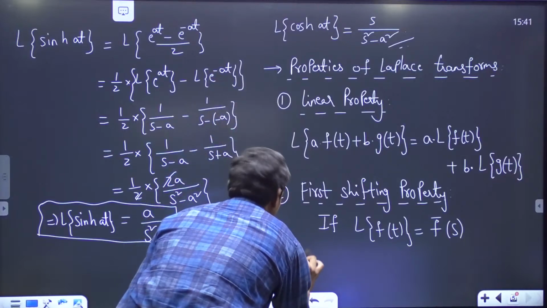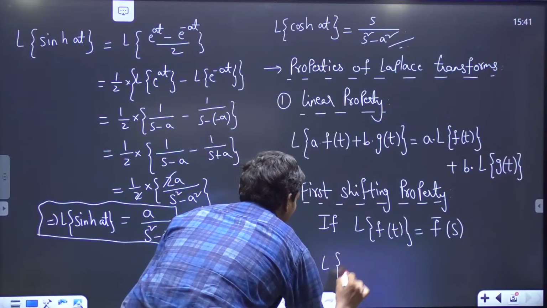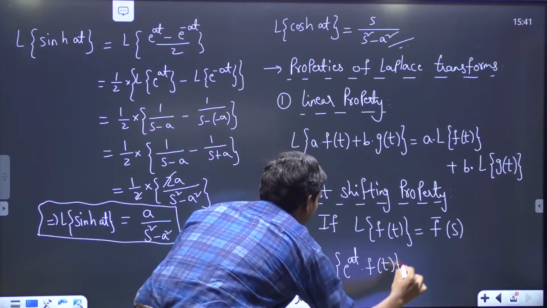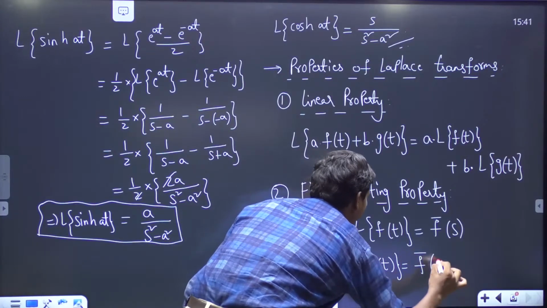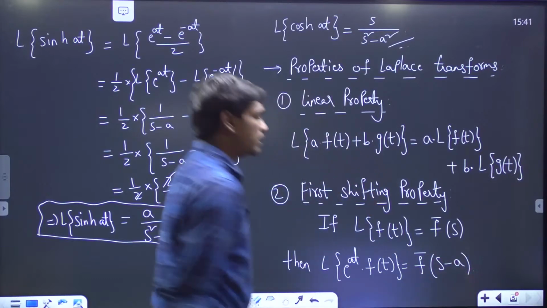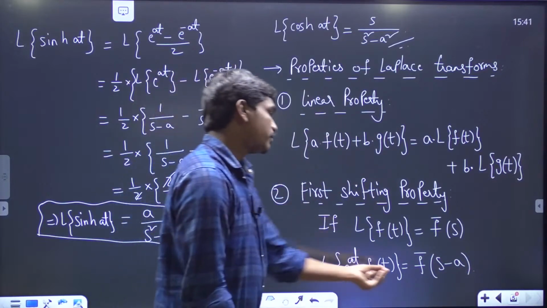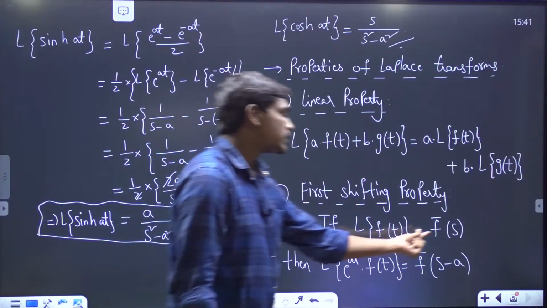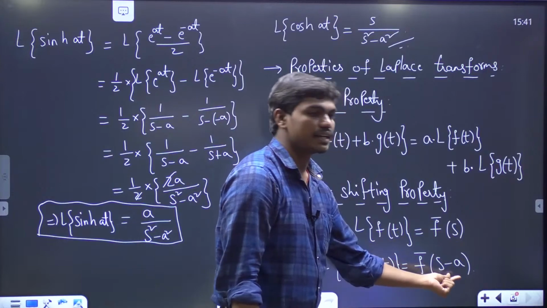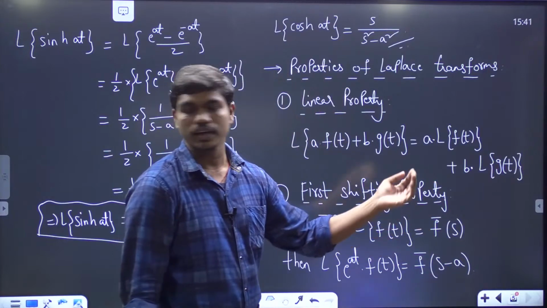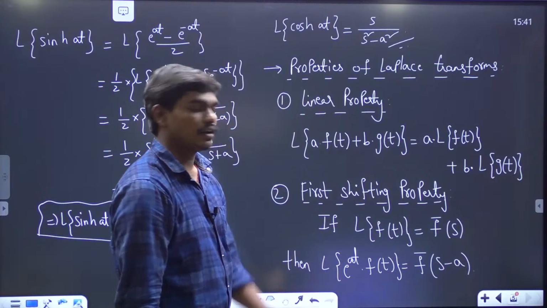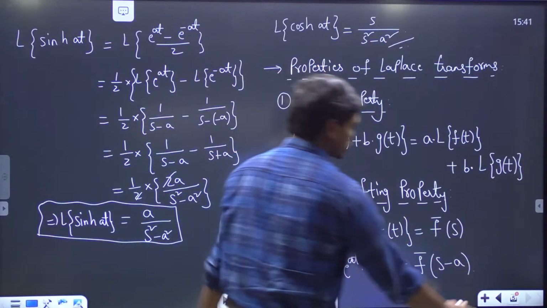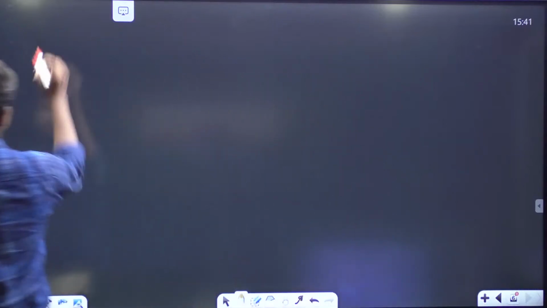Then the Laplace transform of e power at into f of t is equal to f bar of s minus a. This is what we have. Correct? This is called shifting, because whenever you multiply e power minus st with e power at, instead of f bar of s, it will be f bar of s minus a. Meaning if you plot s in the s domain, the s gets shifted by this a on the s axis. Now if you want me to show this, it's a very simple thing. We can spend just 2 minutes on this.